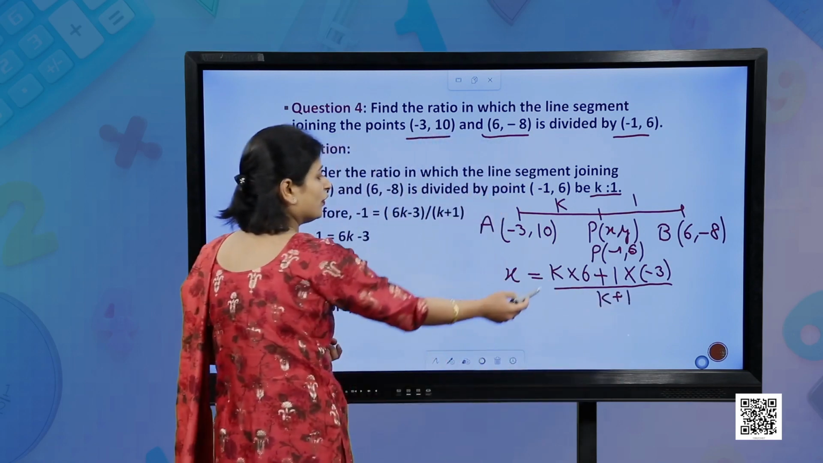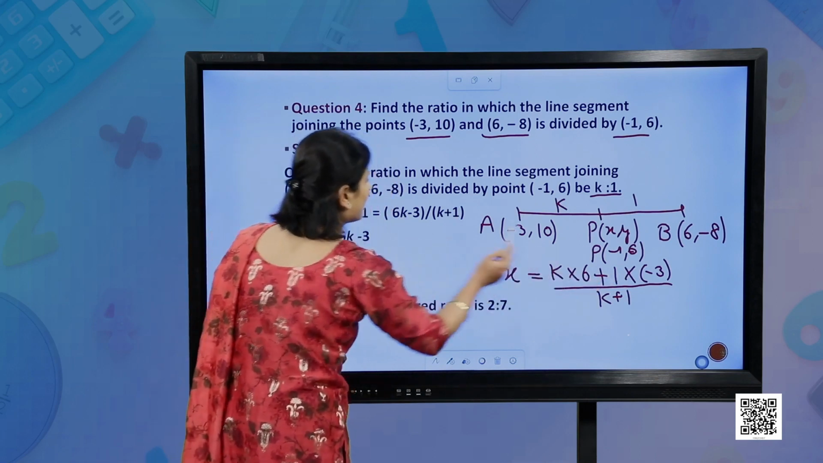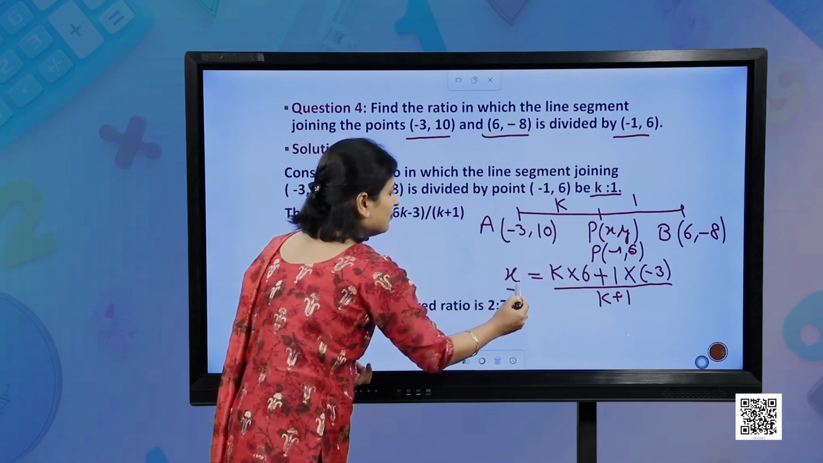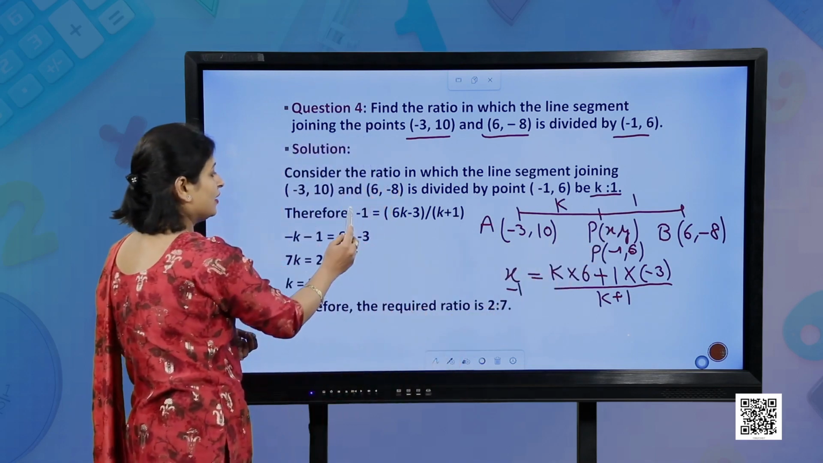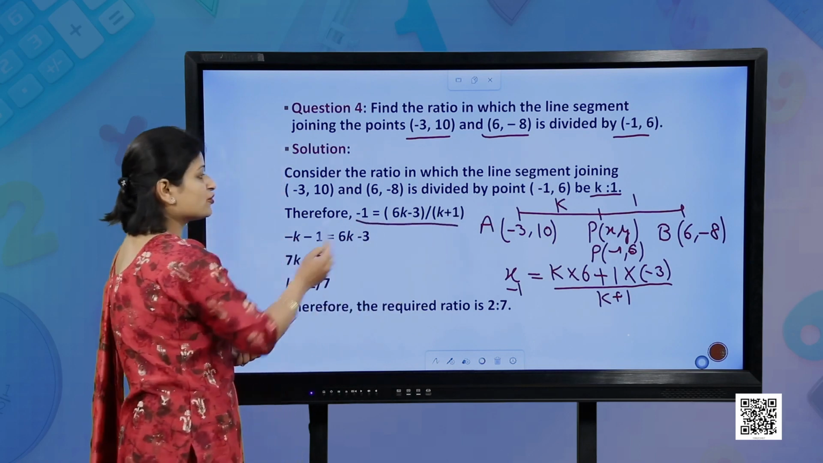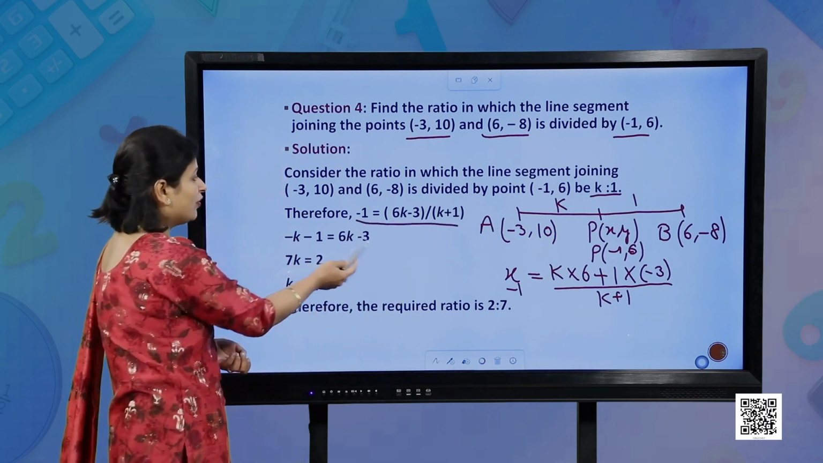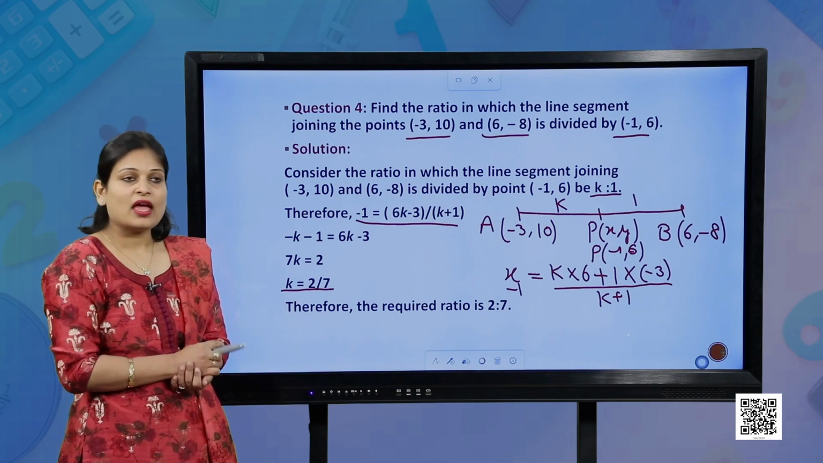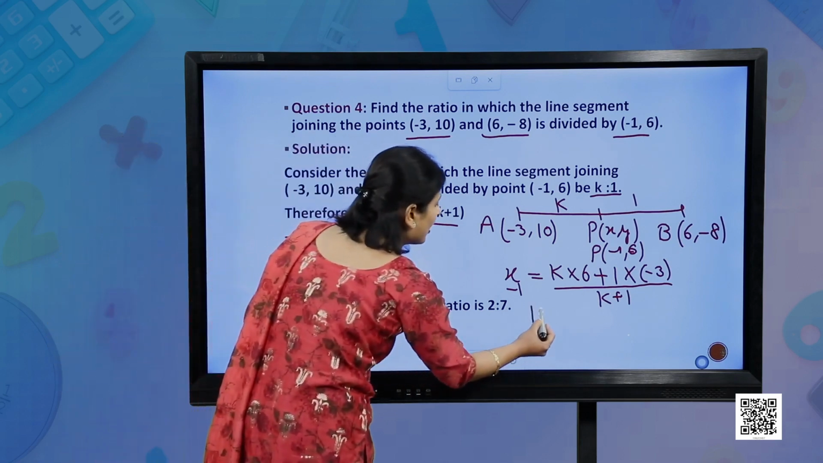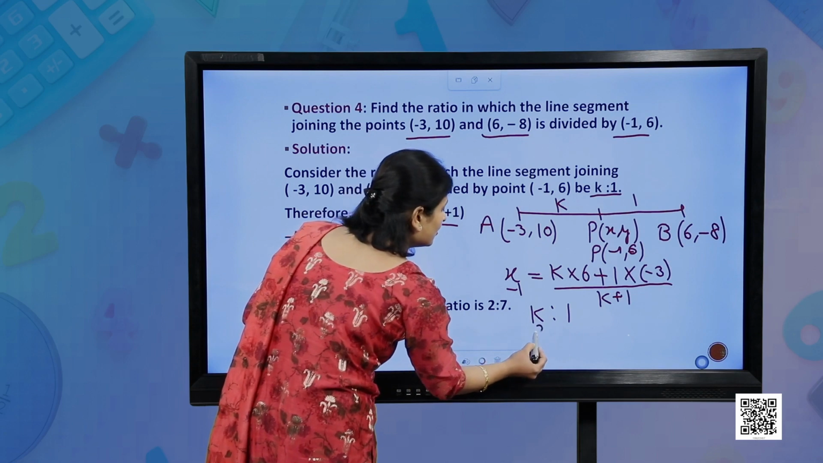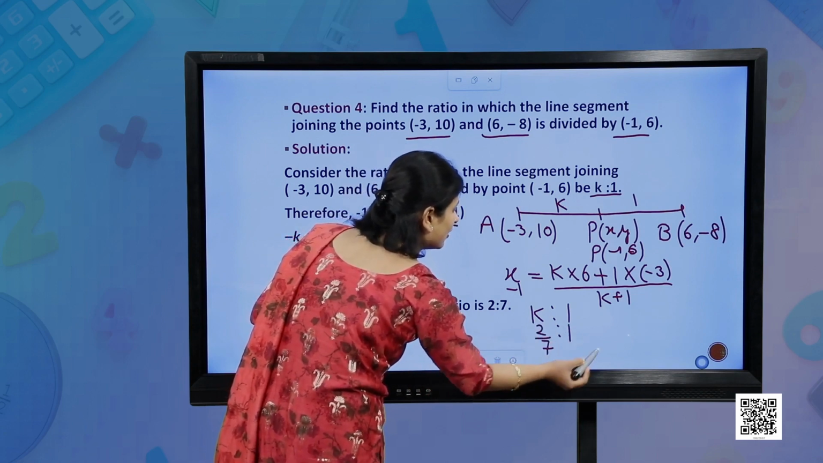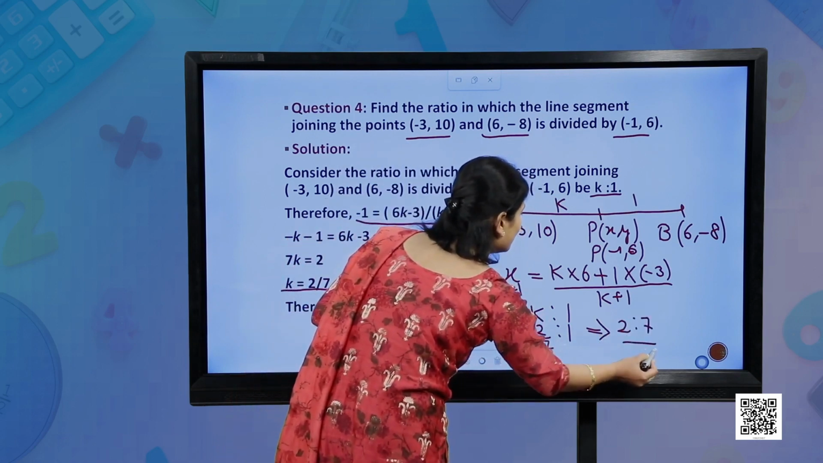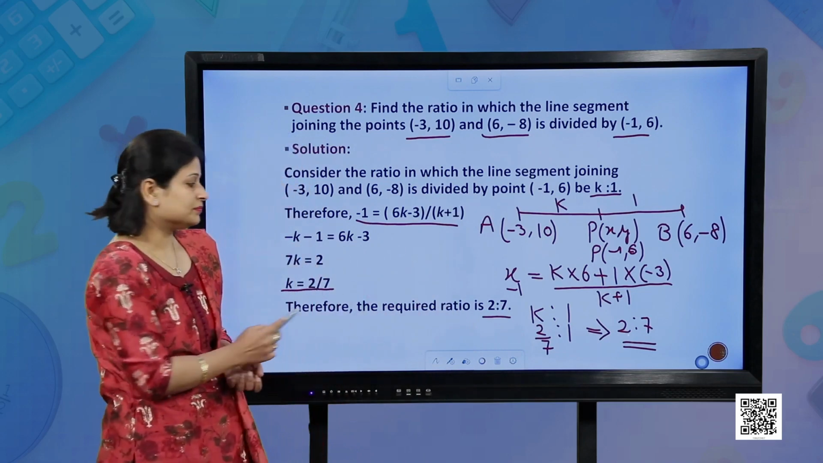So, what will you get? 6k minus 3 divided by k plus 1. And you know what x is? x is given as minus 1. So, simply substitute x as minus 1, you will get this equation. You have to solve for k. How will you get it? Just simply solve it. You will get the value of k as 2 by 7. As you have considered the ratio as k is to 1, this is 2 by 7 is to 1. What will you get? 2 is to 7. So, the ratio is 2 is to 7.